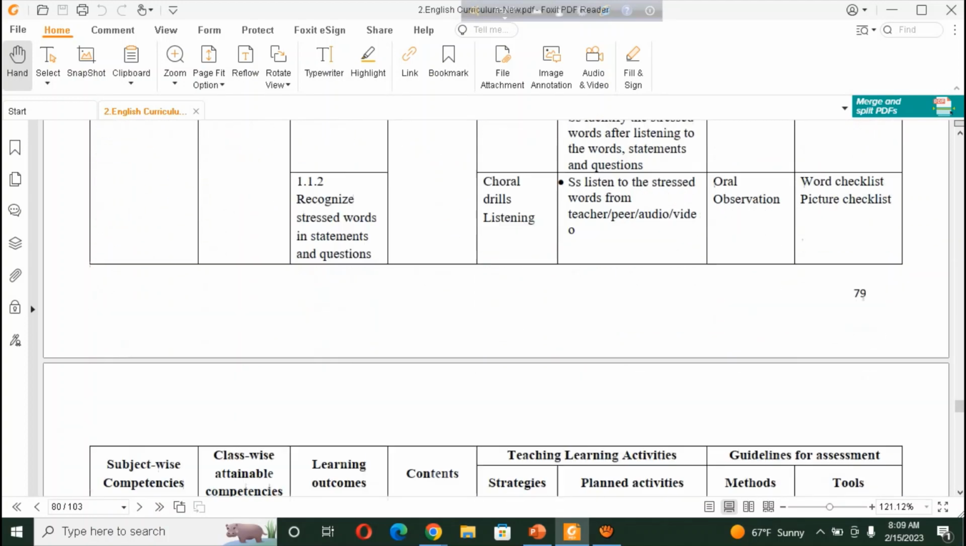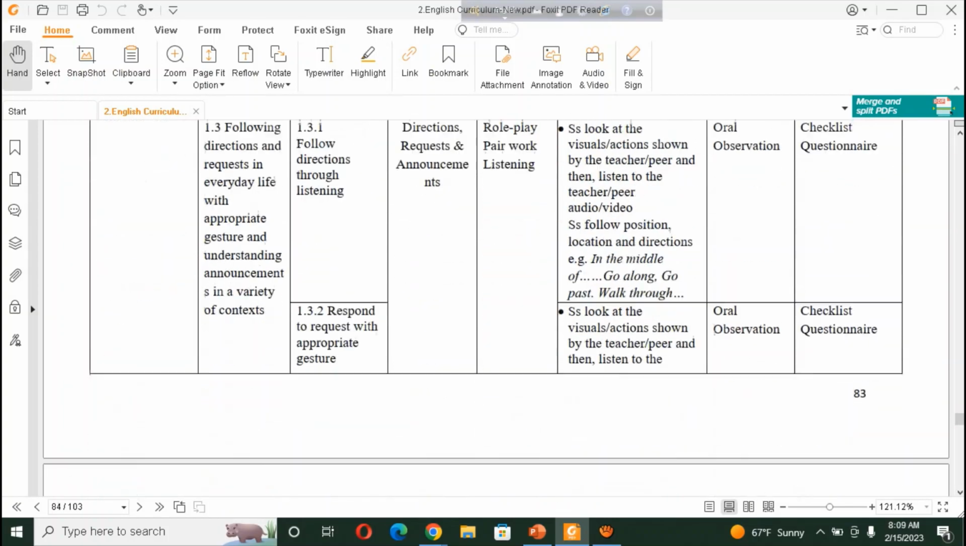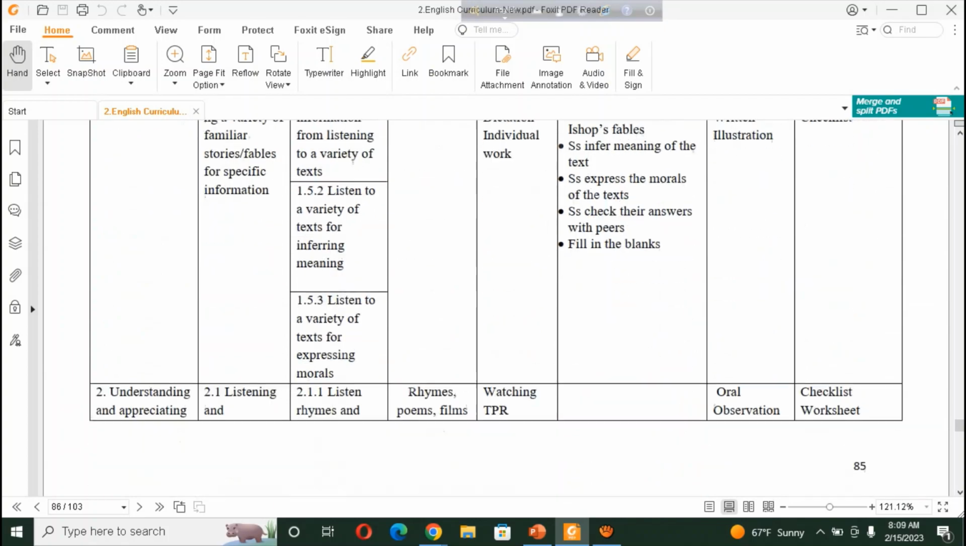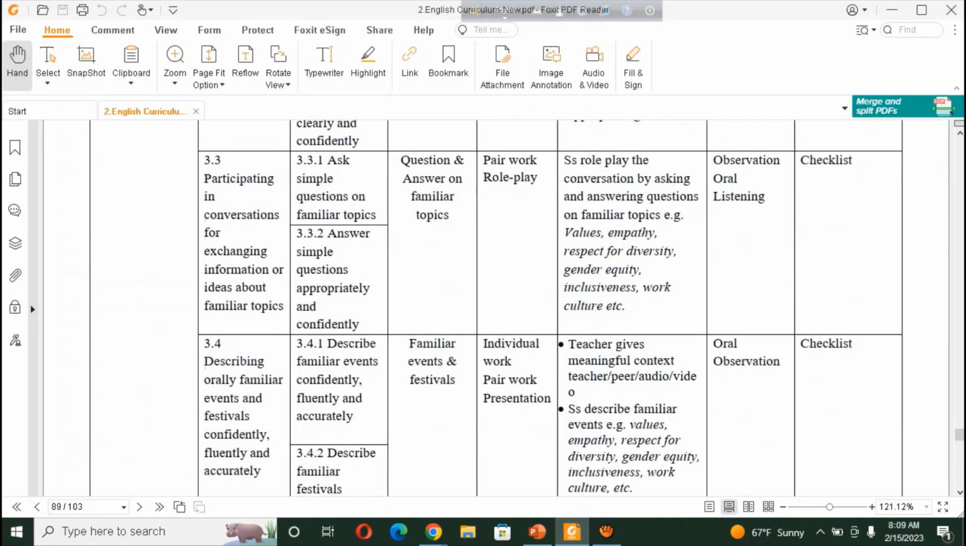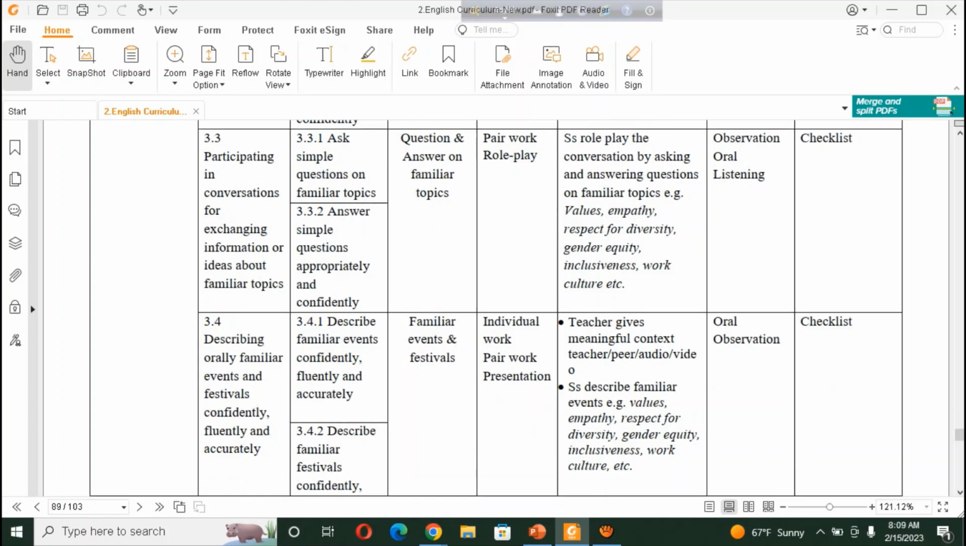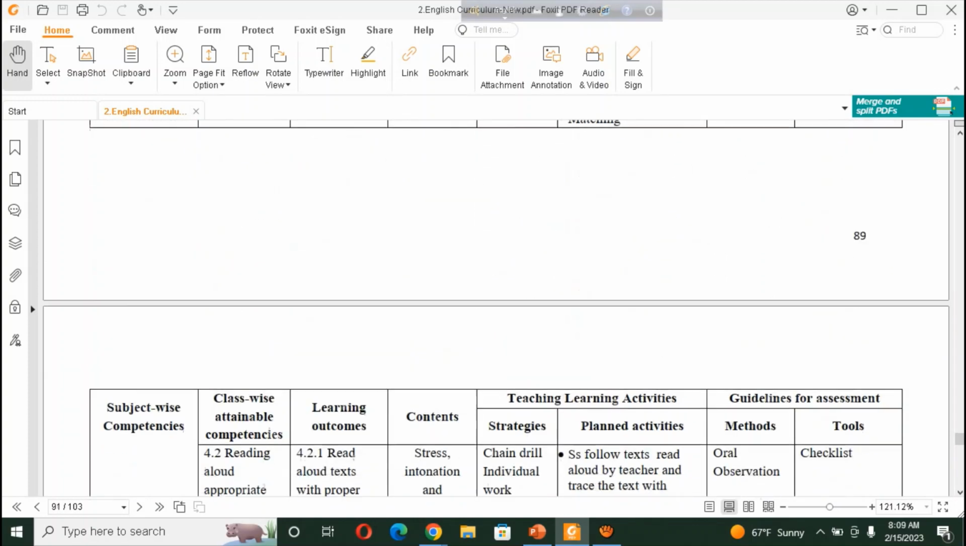And it is time to start class grade 5. As usual, grade 5 also has some terminal competencies and attainable competencies, and here are some additions here because it is the last class of primary level, so after completing class or grade 5 they will be able to speak English thoroughly.